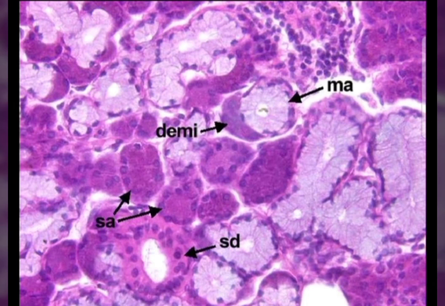The demilune cells produce lysozyme. In the submandibular gland, the intercalated ducts are narrow and short, while the striated ducts are wider and longer. The connective tissue capsule is well developed. The saliva from this gland has a low amylase activity and contains lysozyme, which breaks down the wall of certain bacteria.